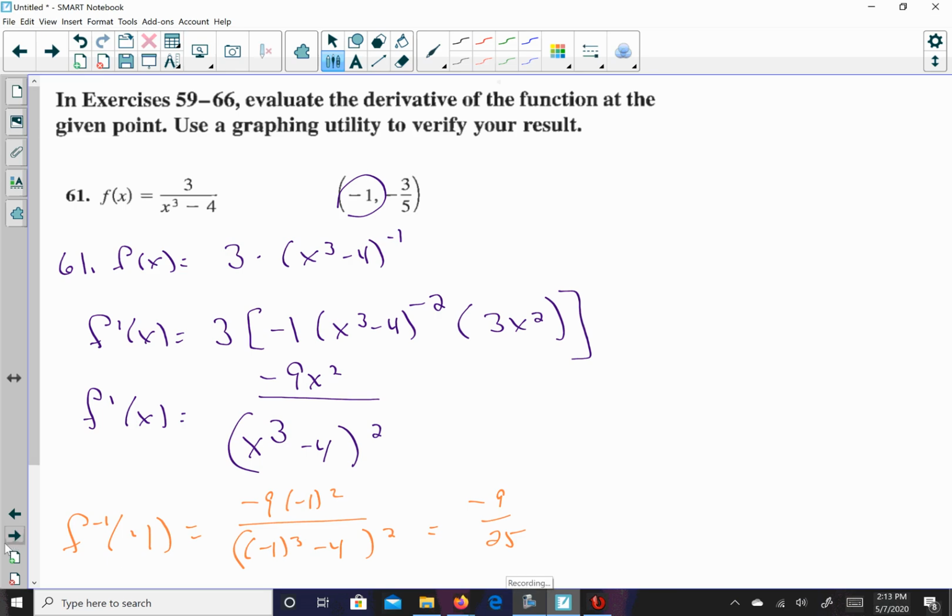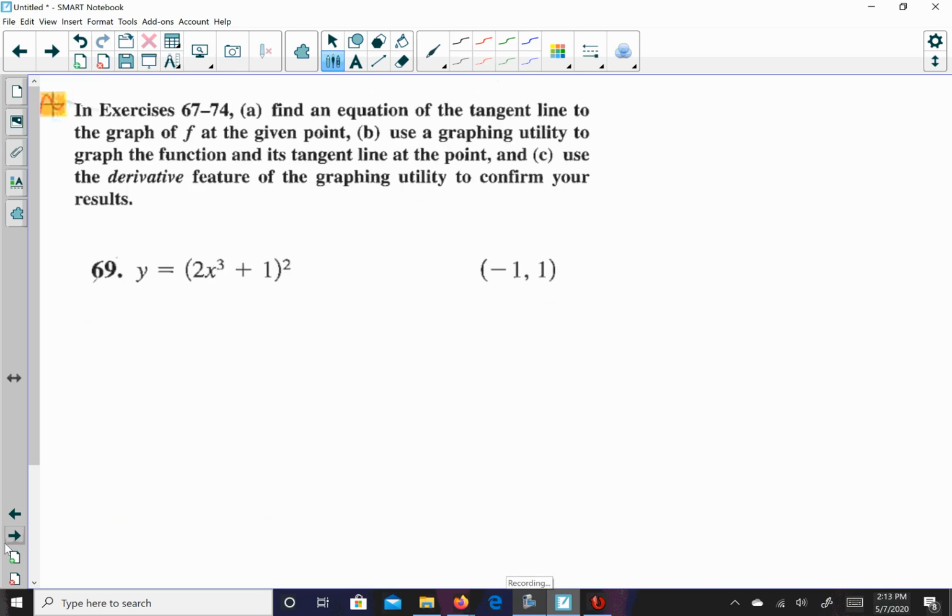Okay, moving on to the next one. It says, find the equation of the tangent line of the graph at a given point, and then you're going to use your graphing utility to find the tangent line, and you're going to graph it, and then use the derivative feature that I just showed you to confirm your results.